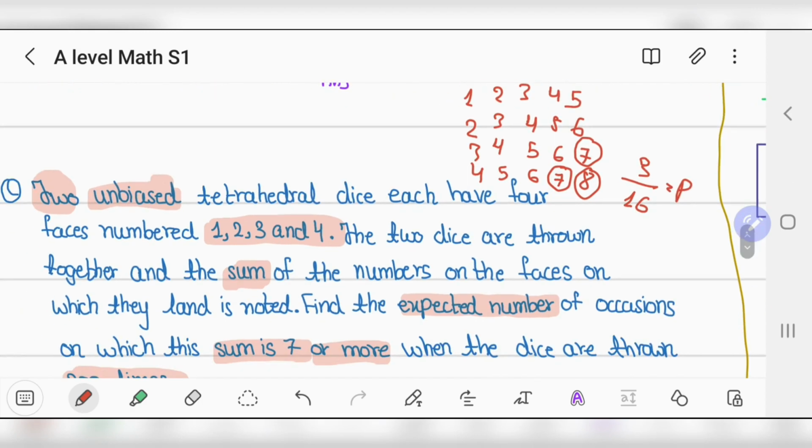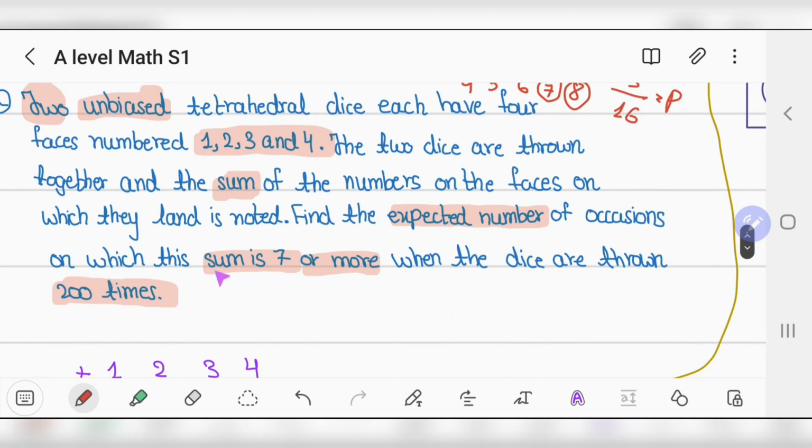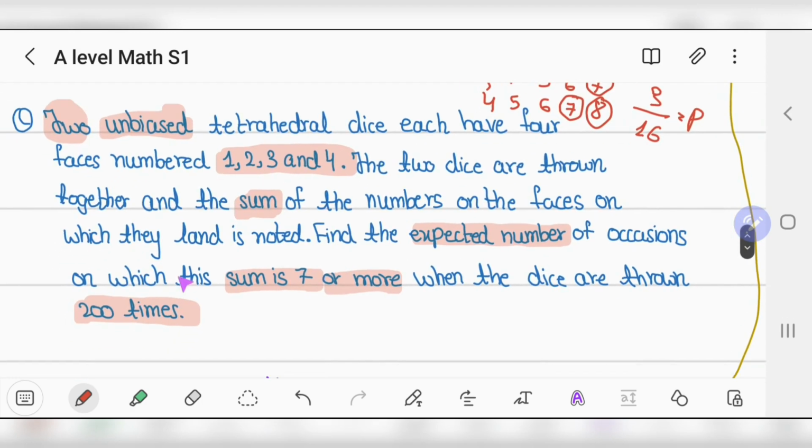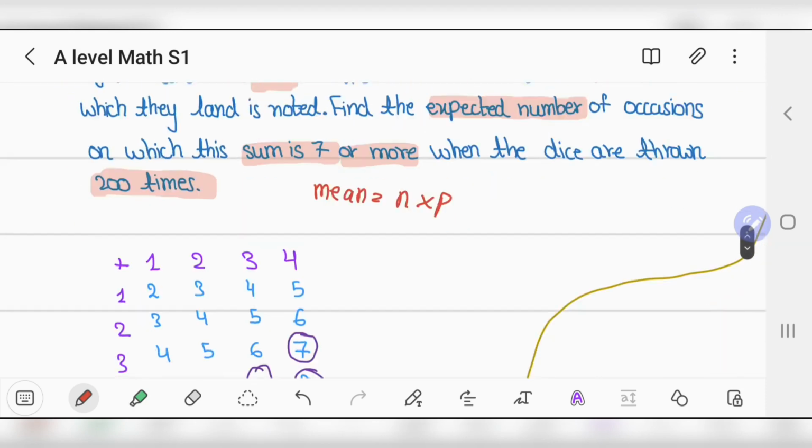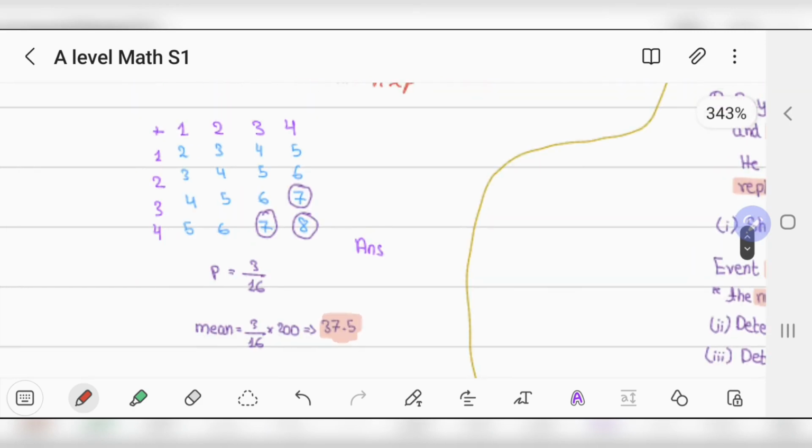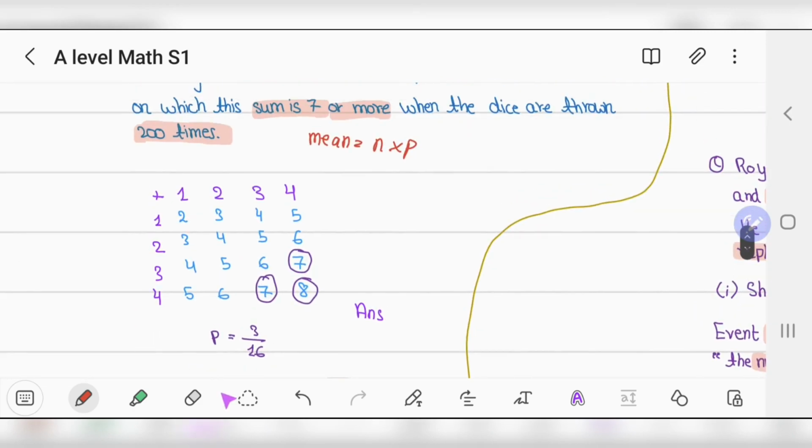Okay, this is the probability, and it says find the expected number of occasions on which this sum occurs, and it's asking for a mean. This part is definitely from the binomial distribution, so don't worry about it. If you haven't done it, don't worry. Once you've done it, you will understand this question. Expected number means finding the mean, and the formula for finding the mean is n multiplied by p. We already know p, and we already know n. This is 200, so we just use this and we find the mean. Okay, so this is the answer.